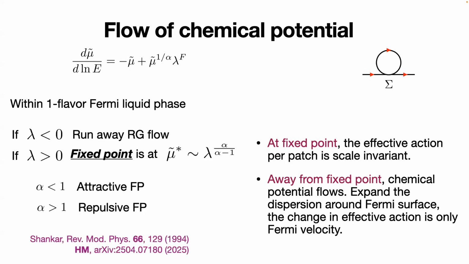But even if we don't have any fixed point, as long as the Fermi surface exists, we can still expand our dispersion, the low energy effective action, around the Fermi surface, and the changing part is only the Fermi velocity. And we know the Fermi velocity is not universal anyway. So this flow of chemical potential will not affect the Fermi liquid phase, and it also doesn't affect the Fermi liquid instability.